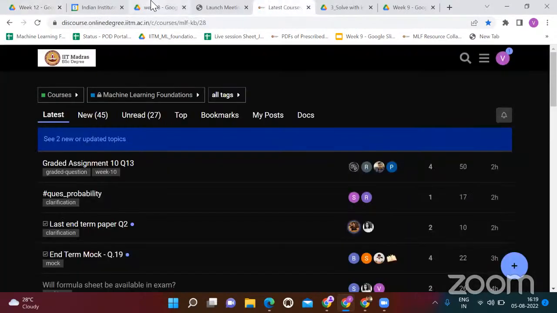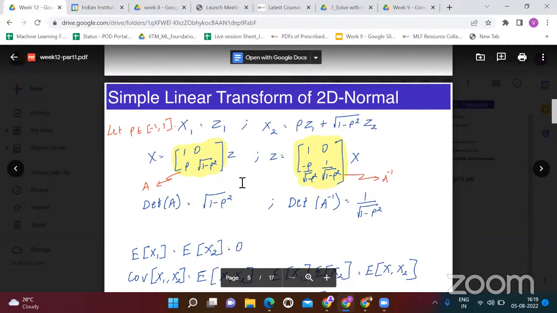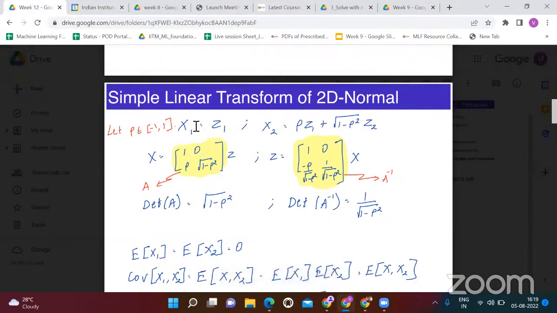Yes, sir. Can you come again? Yeah, so what I was saying, if you are asked to calculate the Jacobian, and the transformation has been given like this, you can directly calculate the determinant of A inverse to get the Jacobian. Or you can write this matrix and then differentiate with respect to x1 and x2 and get the Jacobian, right?